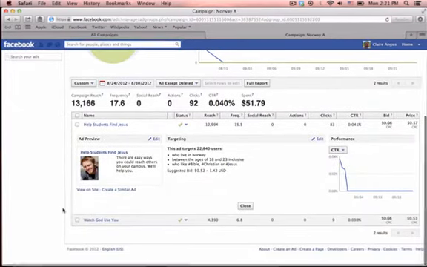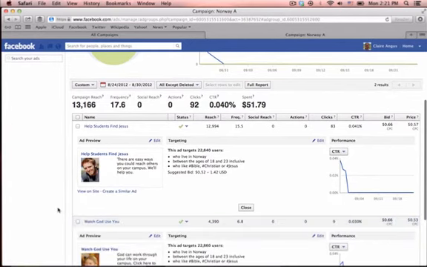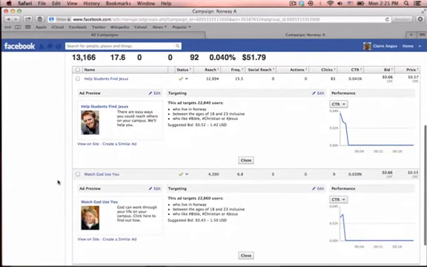Let's look a little bit more in depth into these two ads. We ran two ads. I showed you how to set up the Help Students Find Jesus ad. And this ad clearly ran much more effectively than the Watch God Use You ad. So you can see the sample ad, what it looked like, the picture, the text, how many were targeted, and how they were targeted. And let me just point out a few things here, that the reach for this ad was almost 13,000. The reach for this ad was 4,400.